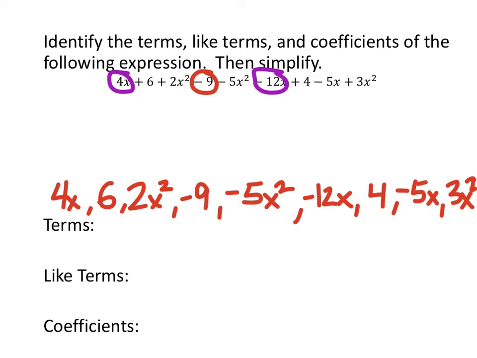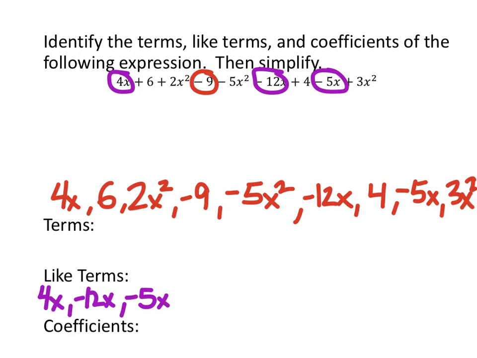So some of the like terms listed, I've got 4x, and then also a negative 12x. Those are like terms. And continuing to scan from left to right, I got this negative 5x. So that also needs to be listed with the x terms. Now I just started with 4x because it was farthest to the left. It doesn't matter which one you start with.